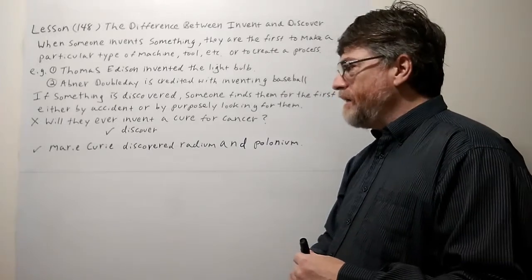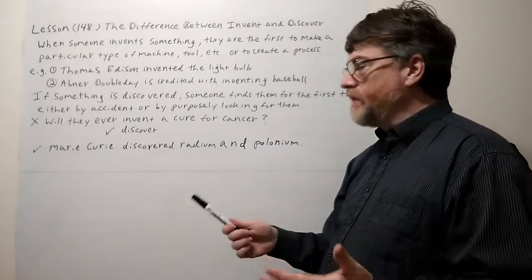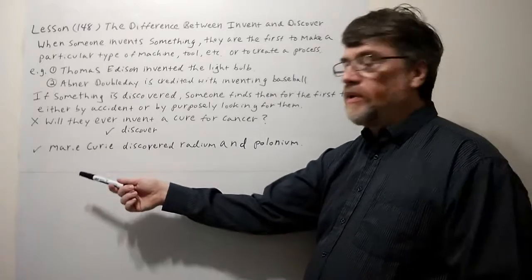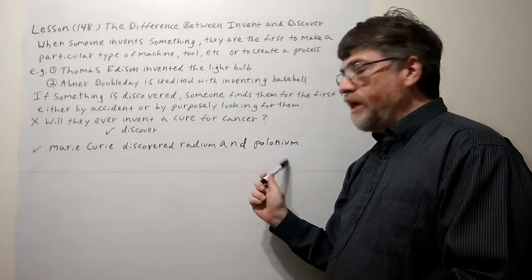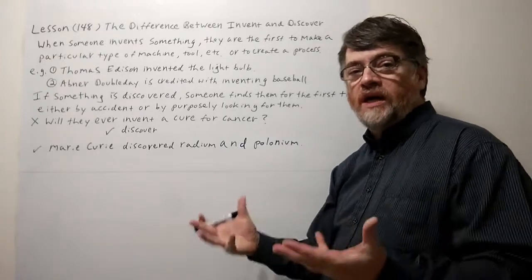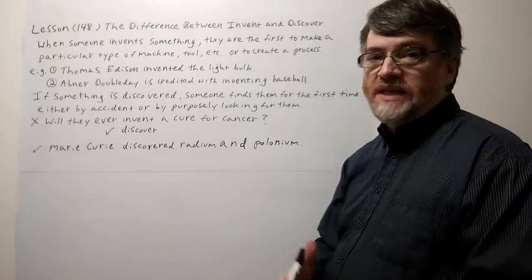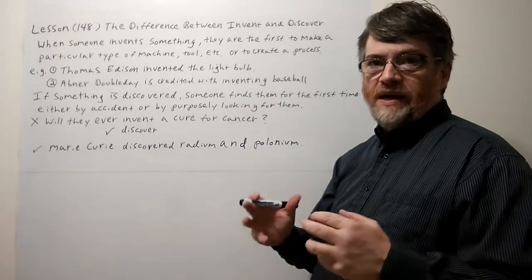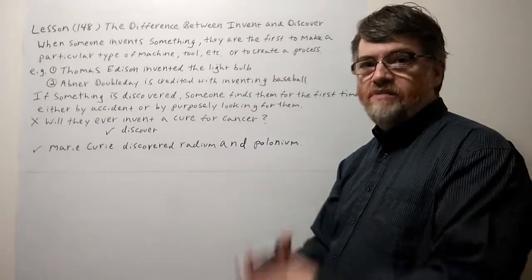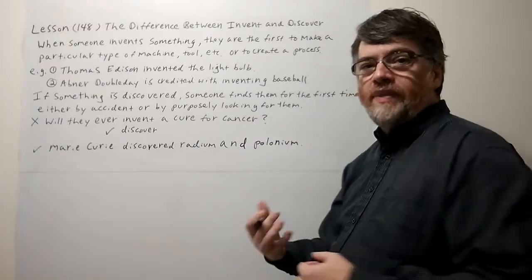All right. And then, of course, we use discover for things like this. This is a good example. Marie Curie discovered radium and polonium. Of course, these are elements on the chart. They always existed before. She didn't invent them. She just found them and recognized them and named them. So therefore, she discovered them.